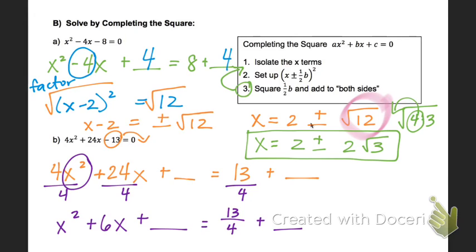So wait, why do we have the middle term and then square it? So it'd be 9. Okay, 6 is my middle term. What's half of 6? 3. What is 3 squared? 9. Add 9 to both sides.